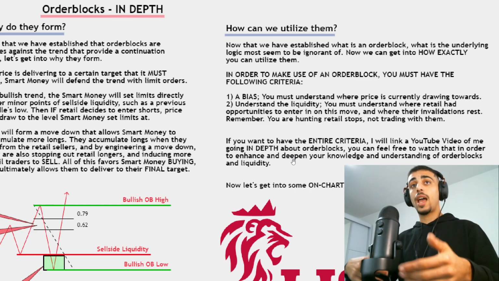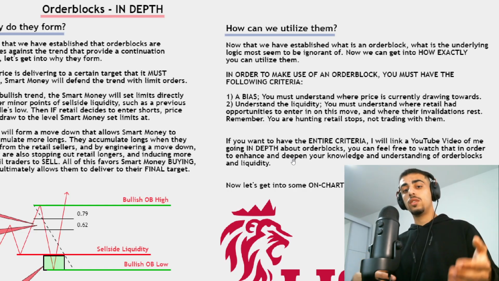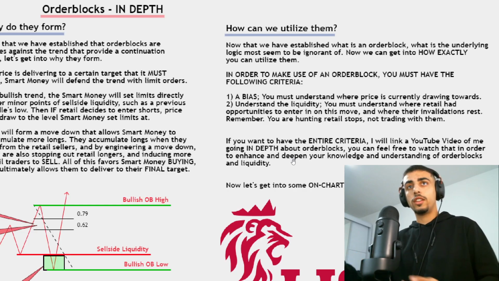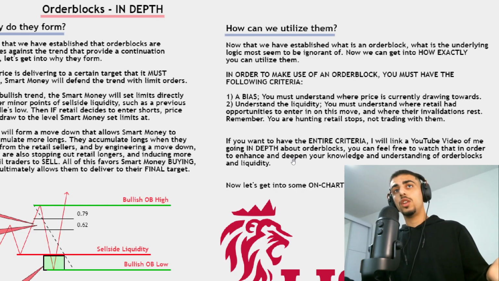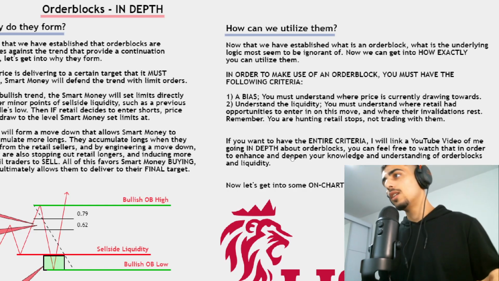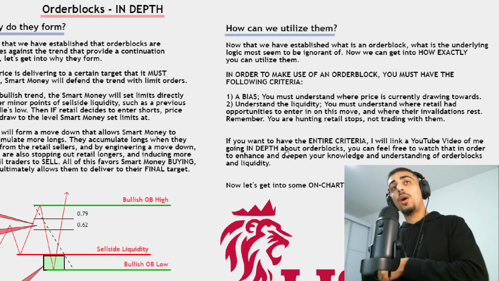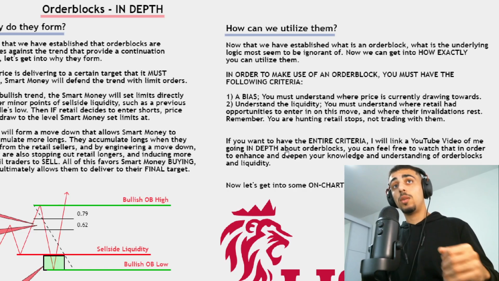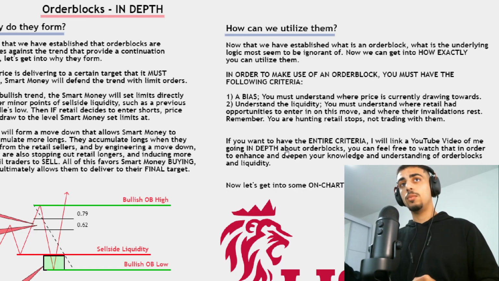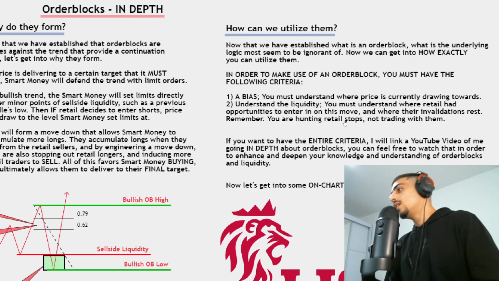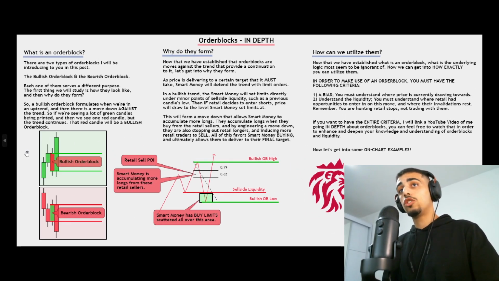You want to see fair value gaps in the direction of the trade you want to take. So if you want to long, then you want to see BISIs, buy side imbalance, sell side inefficiencies. The reason is that it makes your order block higher probability, because it's showing that smart money is truly buying that move up and manipulating price up, and that's why there's an inefficiency. So let's get into some on-chart examples.